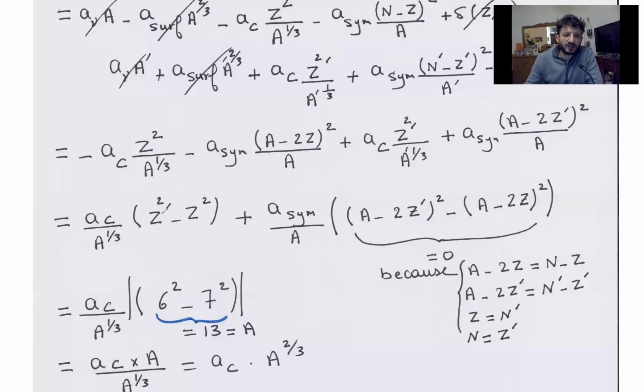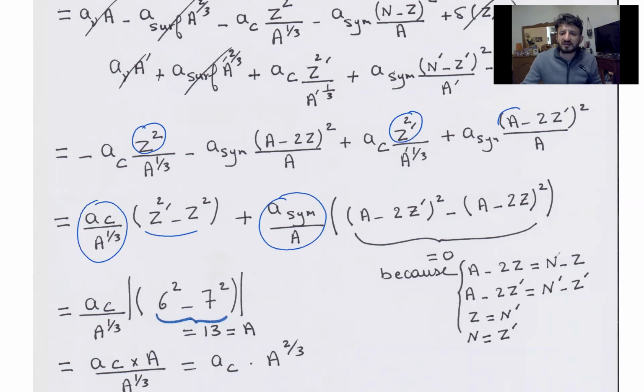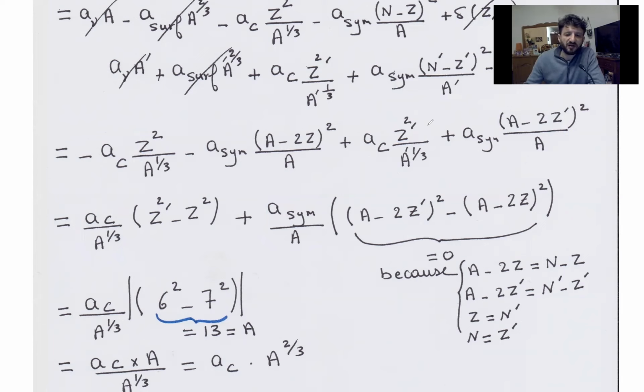We can take AC divided by A power 1 over 3 as a common factor. Here we get Z prime square minus Z square. And also we can take A symmetric divided by A as a common factor. We get A minus 2Z prime square minus A minus 2Z square. You know here, A minus 2Z equals N minus Z. It's the same because N equals A minus Z, so we can write A minus Z minus Z. So we get A minus 2Z.